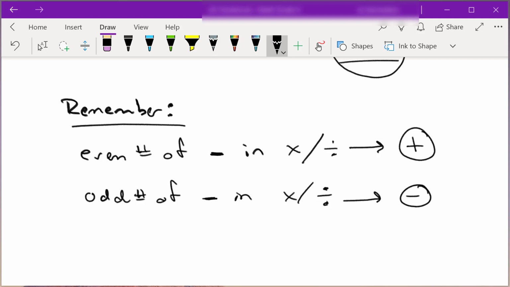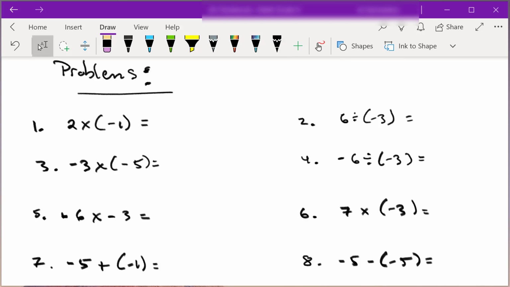Remember, when there's an even number of negative signs in multiplying or dividing, the result will be a positive. And when there's an odd number of negatives in multiplication and division, the result will be a negative. Let us look at some problems with negative numbers.